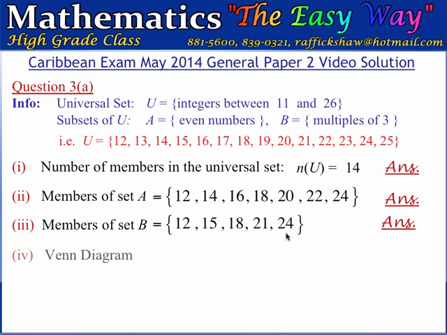Part 4 wants us to draw the Venn diagram to represent all this information. And first, we should look at the relationship between set A and set B. And we do that by looking for the elements that are common to set A and set B. And these are those elements. 12 is a member of set A and set B. 18 is a member of set A and set B. And also 24 is a member of set A and set B.